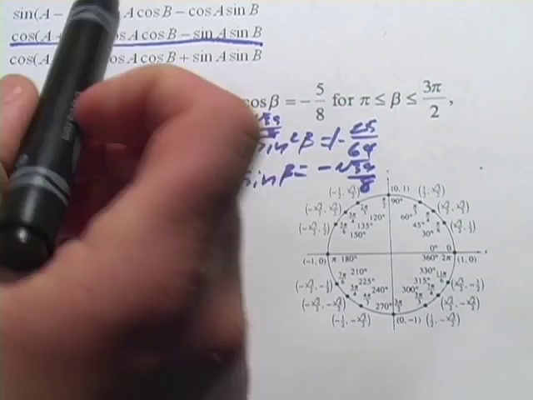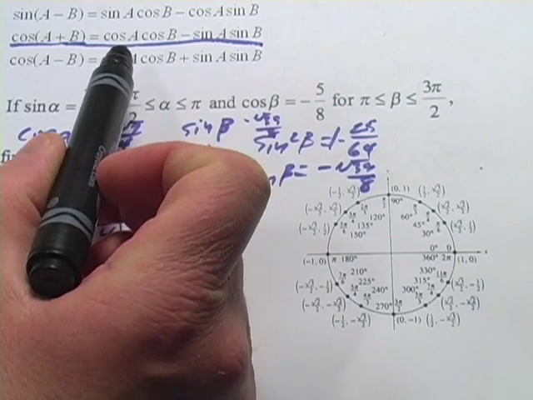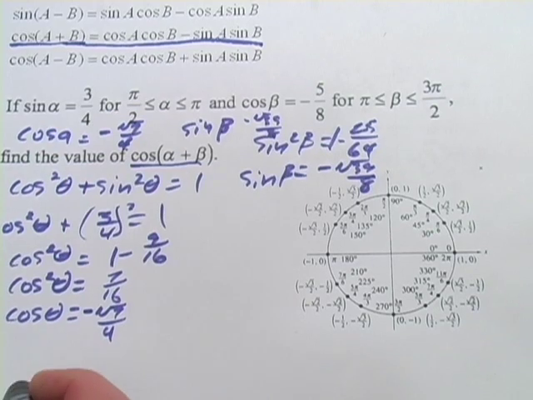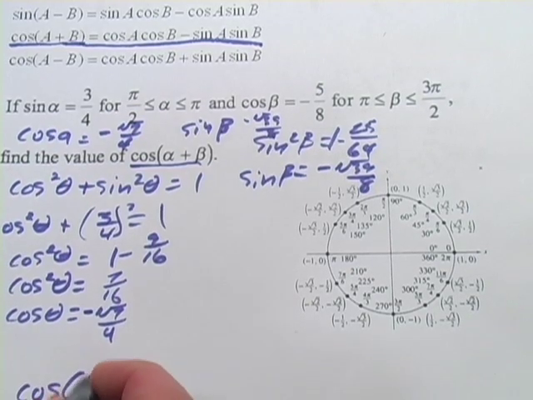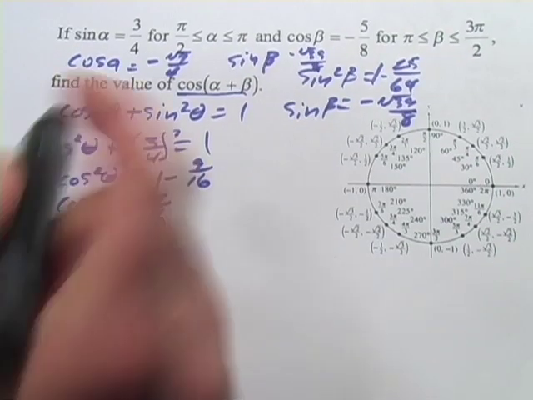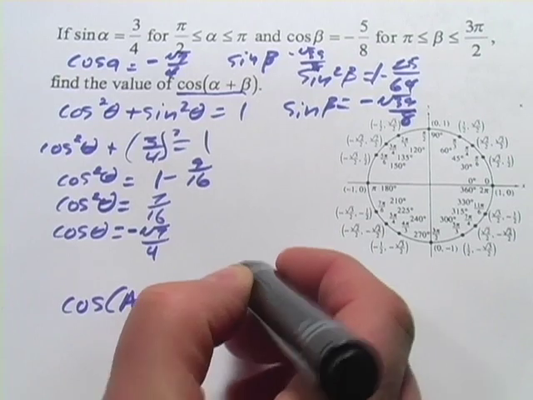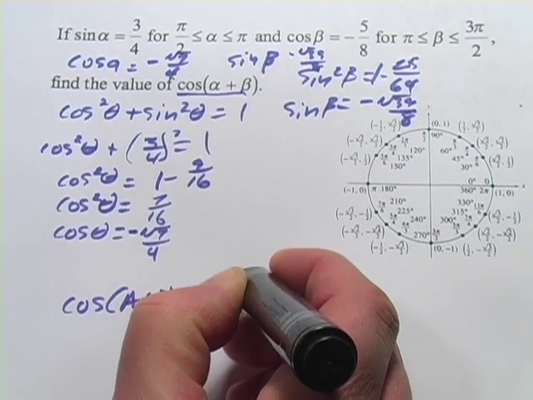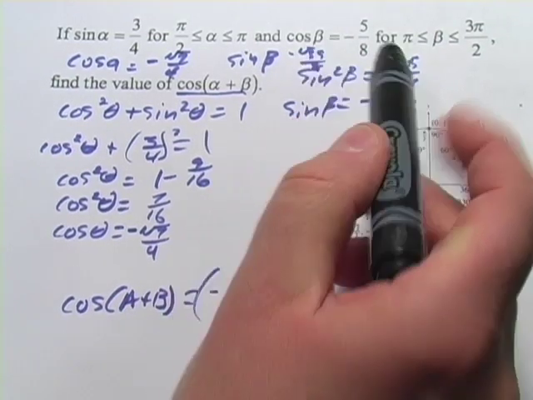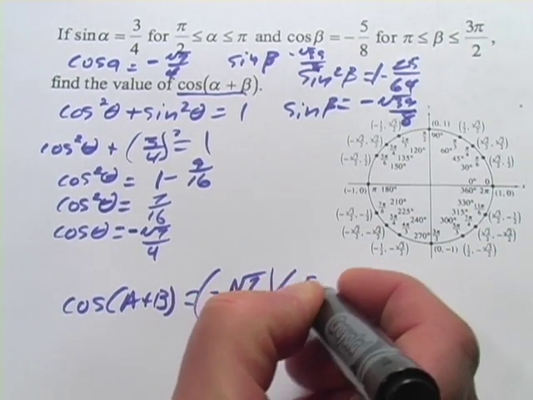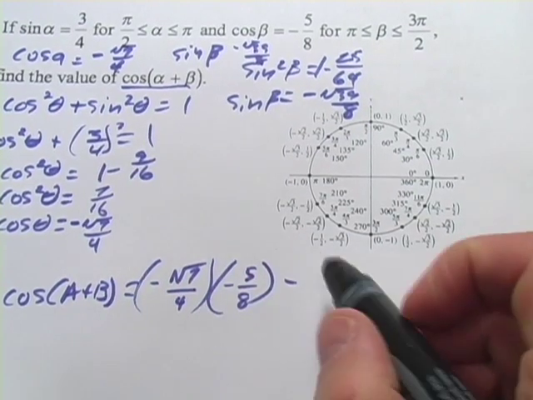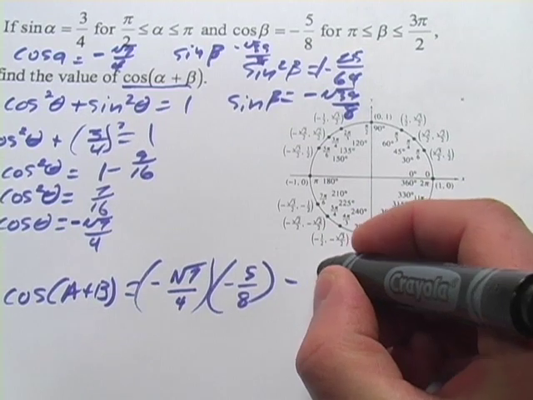Now, all we have to do is plug these things into this formula. And what you can see is we need the cosine of both minus the sine of both for this one. So the cosine of a plus b is the cosine of both minus the sine of both. So let's take our cosines. We've got negative square root of 7/4 times, and our cosine here is negative 5/8. And that's going to be minus the sine of both multiplied together. So the sine of the first one is 3/4.